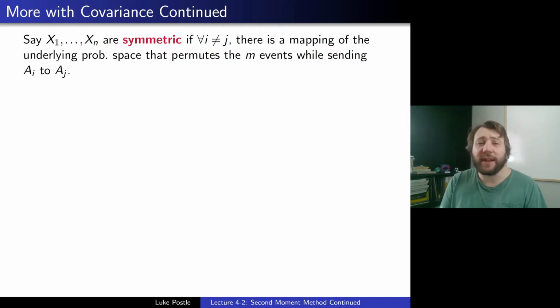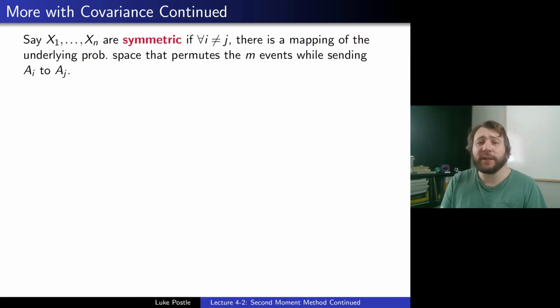So we'll say that x1 to xn are symmetric if for every i not equal to j, there is a mapping of the underlying probability space that permutes the m events while sending Ai to Aj. So this is inherently what we think of as symmetric, when they all, quote, look the same, meaning that we can map the probability space to send the events to each other, the Ai's, which for the Xi's are indicator random variables, and in particular we can map not only permuting, but we can get any Ai to any Aj. So that's what we'll say is symmetric.